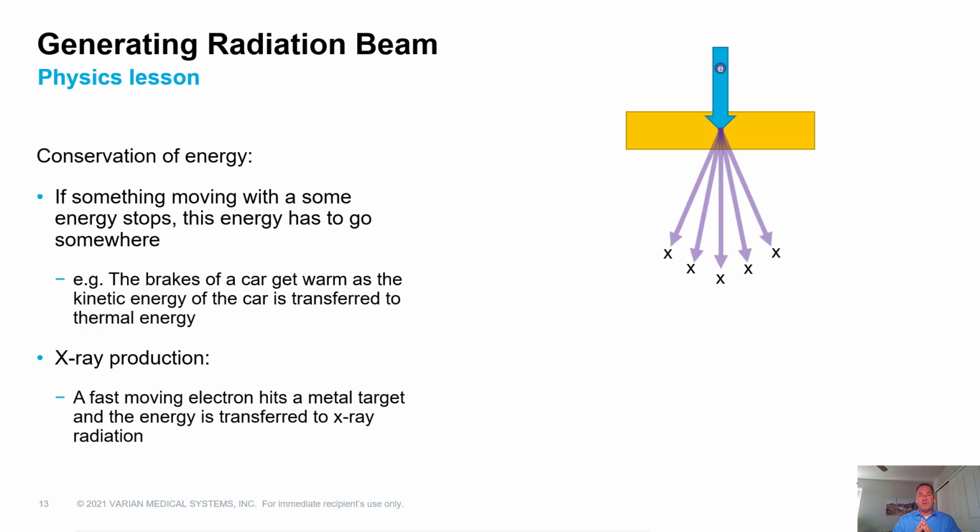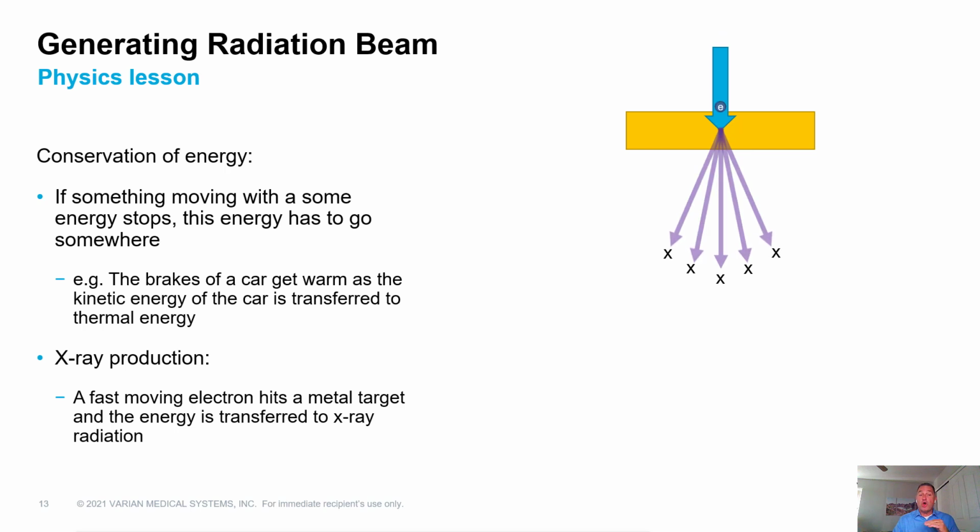Please think about it in the following manner. If something is moving with a tremendous amount of energy behind it and stops instantaneously, what happens? The energy has to go somewhere. An example of this is brakes on a car. The brakes on a car get what? Well, they get hot. Why do they get hot? The brakes heat up as the kinetic energy from the vehicle is transferred into thermal energy.